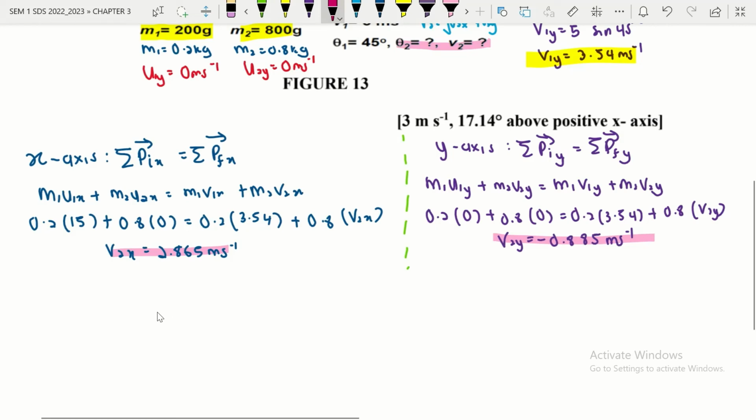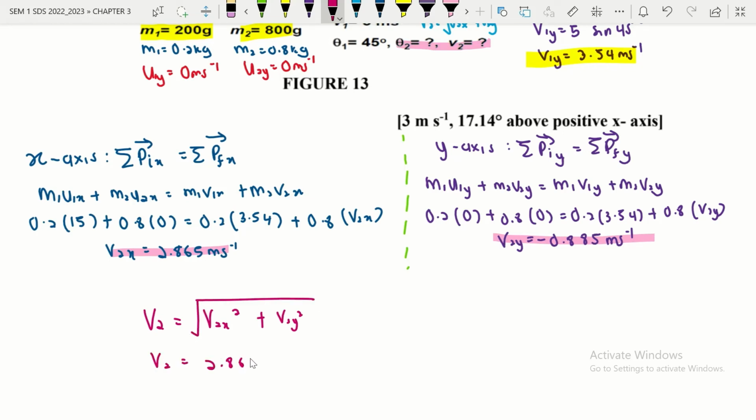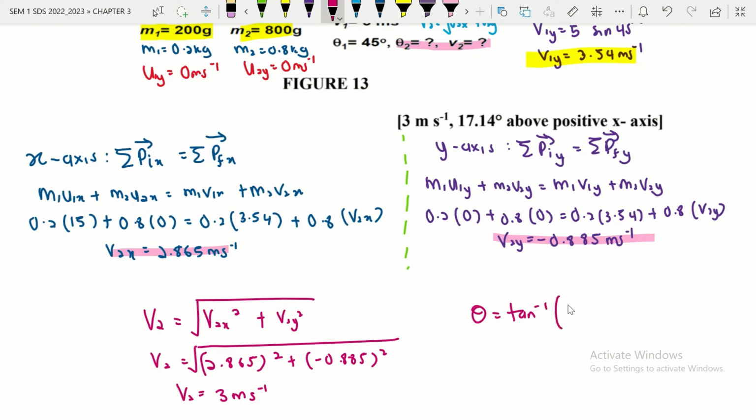Kita kena ingat balik chapter 1 kita, bab 1 kita. Okay, kita nak cari magnitude, kita akan pakai formula ni, v2x squared tambah dengan v2y squared, square root. So v2x kita adalah 2.865 squared tambah dengan negative 0.885 squared. So you will get your magnitude is 3 meter per second. Sekarang kita dah tahu jawapan untuk magnitude, but we need to look for the direction. Kalau nak cari direction, formula dia will always be shift tangent v2y over v2x.